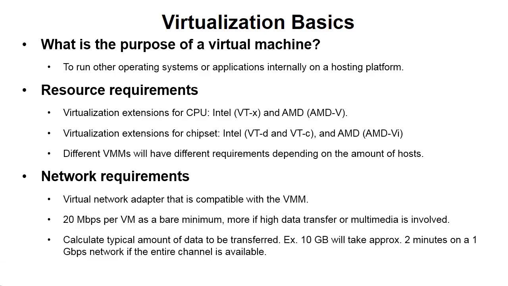And you want to think about how long it takes to move that data. For example, if you have 10 gigabytes of data, that will take approximately 2 minutes on a 1 gigabit per second network if the entire channel is available. But if you have other guest operating systems, then you want to make sure that you're calculating properly. You're going to have to divvy up the total bandwidth, the total network throughput amongst the different guest operating systems and the hosts that are using that system, the physical hosts that are using that system. So you want to think about those network requirements.